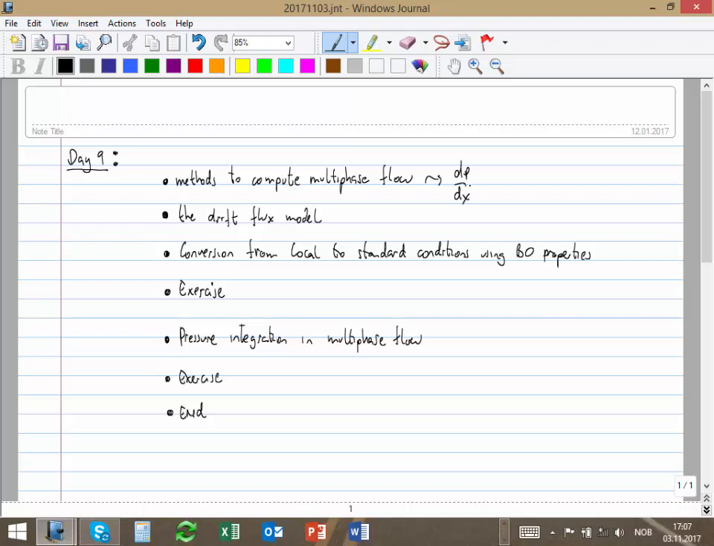Then we're going to talk about the drift flux model. That is a model that is using average properties, treats the multiphase like an average. Okay?